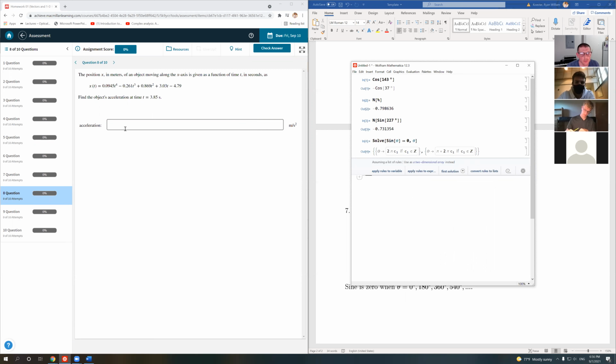And the point of this problem, as I see it, is that the second derivative of position is acceleration, right? That's the conceptual part that we want you to get here. As far as plugging into your calculator, that's not the point, in my opinion. So I would just have Wolfram Alpha or Mathematica do it for you.